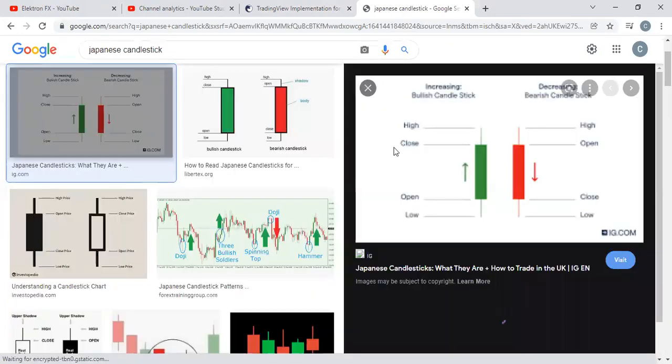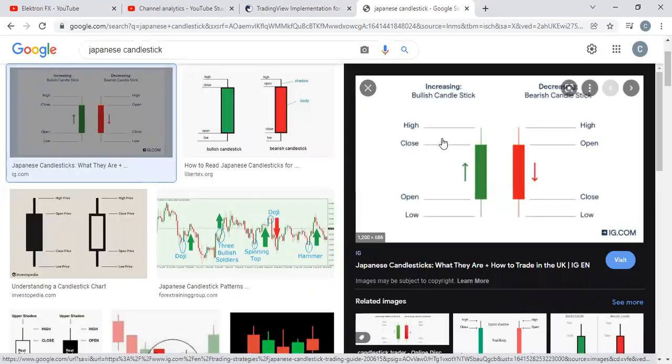All right, look at the right here. This is a Forex candlestick, and as you can see, it has 4 basic parts, or let's say 5 basic parts. You can see this is the high, this is the close. Then this part in between is called the body. This is the open and this is the low.